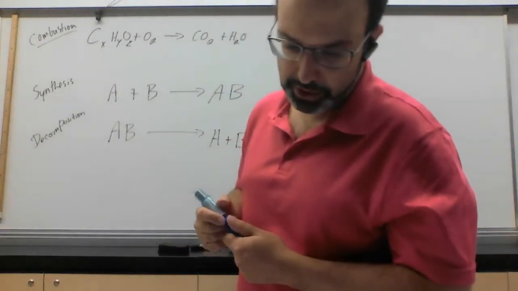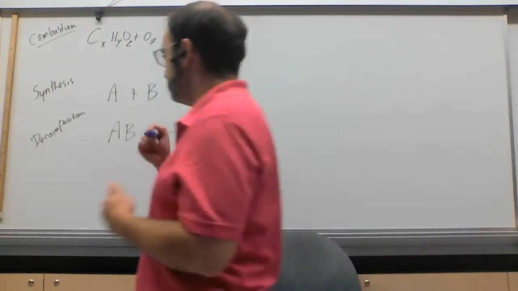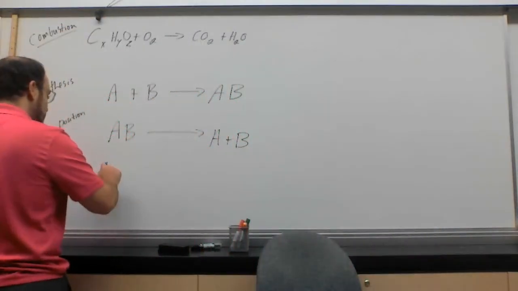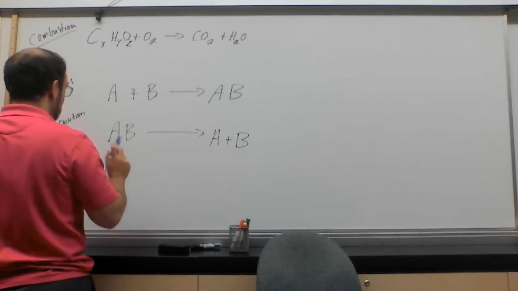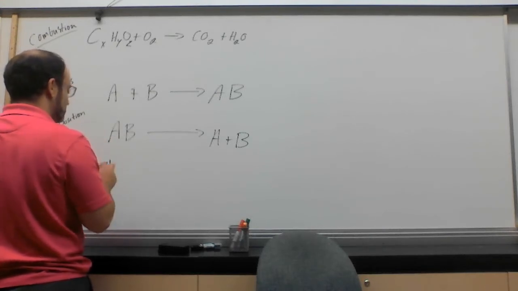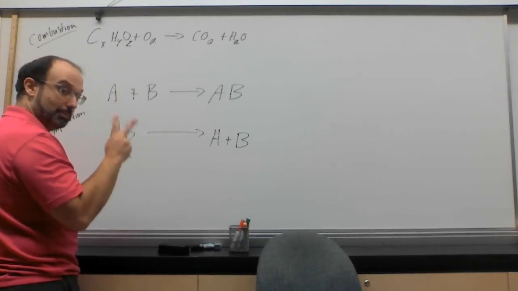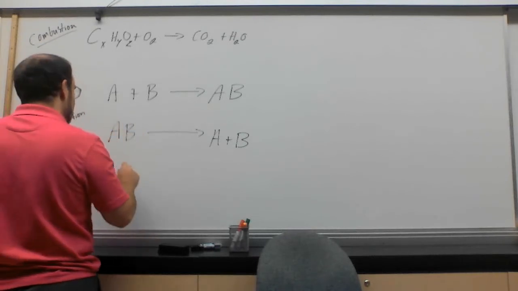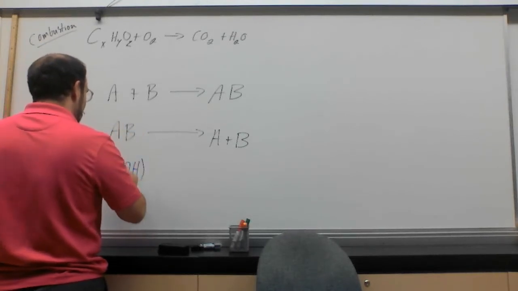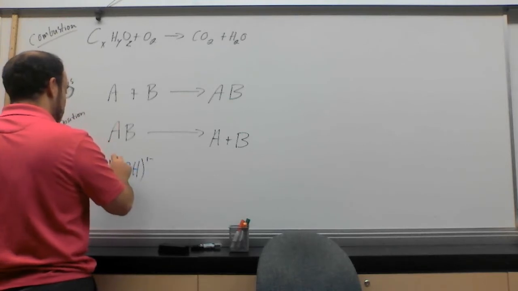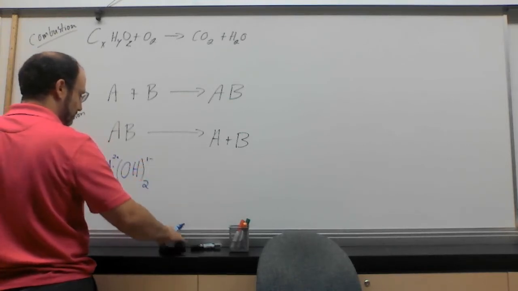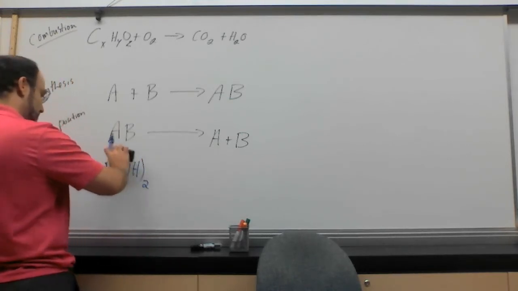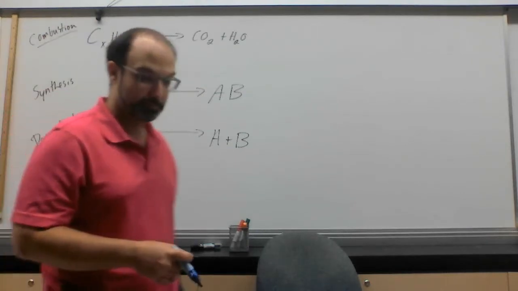All right, our decomposition says nickel 2 hydroxide. Remember, nickel 2 tells you that the nickel has a charge of 2. It does not mean that there are two nickels. Hydroxide is OH. Hydroxide is 1 minus. Nickel is 2 plus. So in order to balance this, I'm going to need a 2 down there. That's where the 2 comes in. There's always a 2 somewhere.